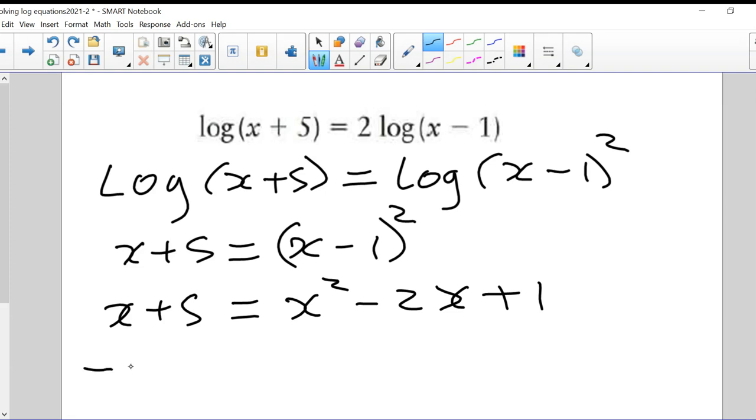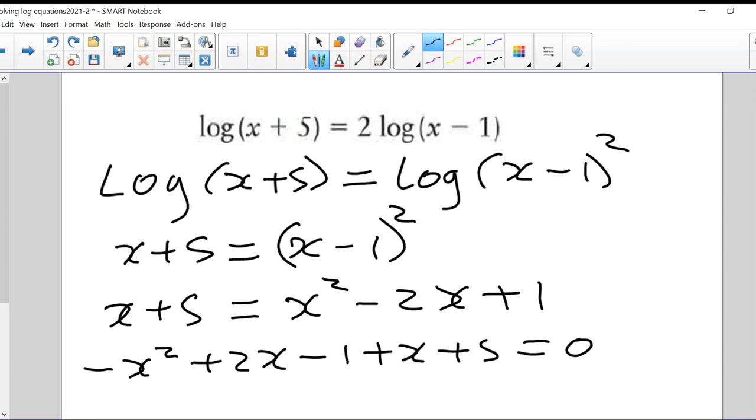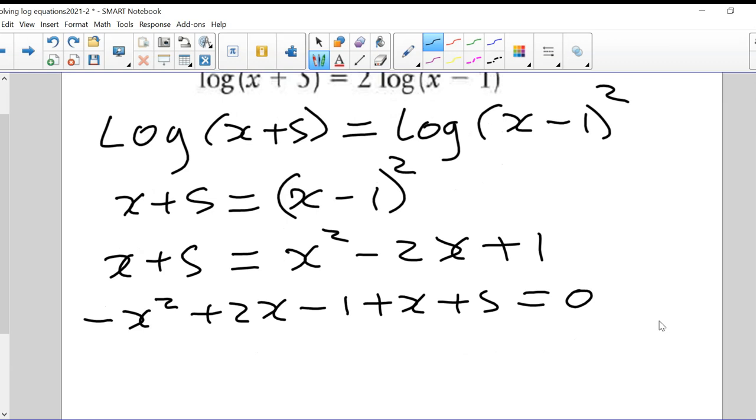So that's going to give me minus x squared plus 2x minus 1 plus x plus 5 equals 0. Since you wanted me to move everything to the left, I've done that. So everything that I had on the right is changing sign and going on to the left-hand side. So it's minus x squared plus 2x minus 1, and then plus the x and plus 5.